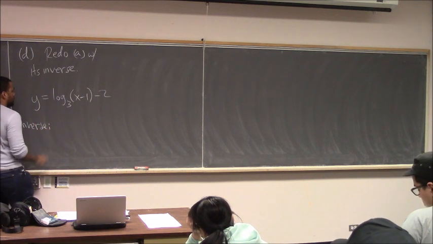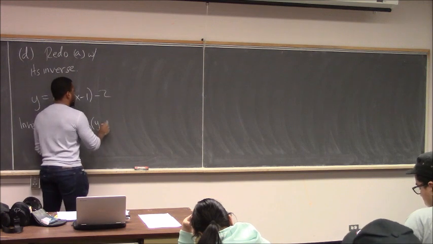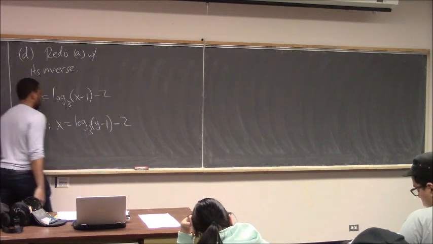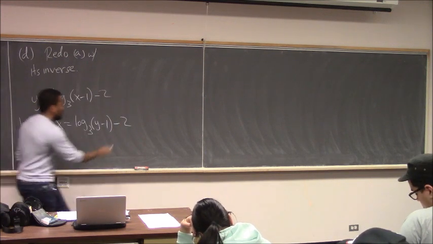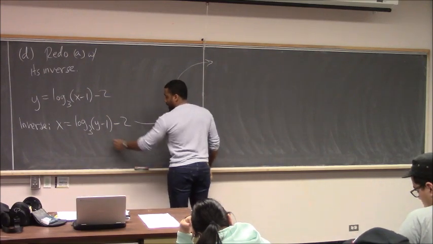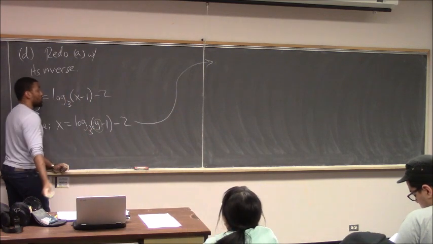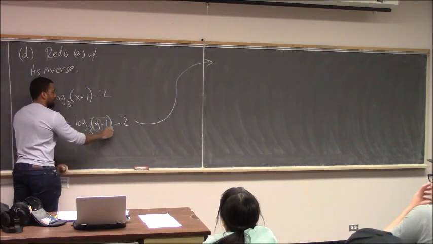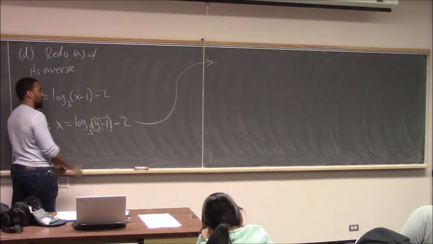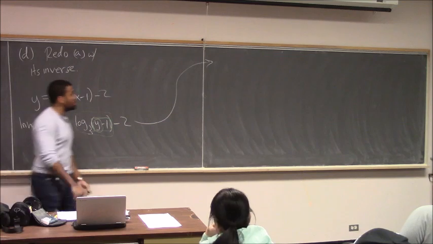Okay, so how do you find an inverse? Switch x and y, solve for y, right? So x equals log to base 3 of (y minus 1), minus 2. And now we want to solve for y. So of course, I want to isolate the y. In order to isolate the y, I need to isolate the y minus 1. In order to isolate the y minus 1, I need to isolate the logarithm. So my first step is to get rid of that 2.